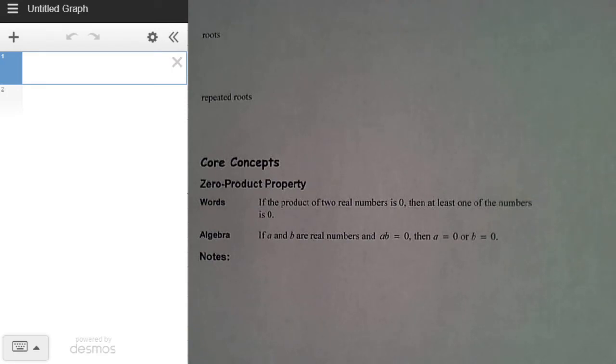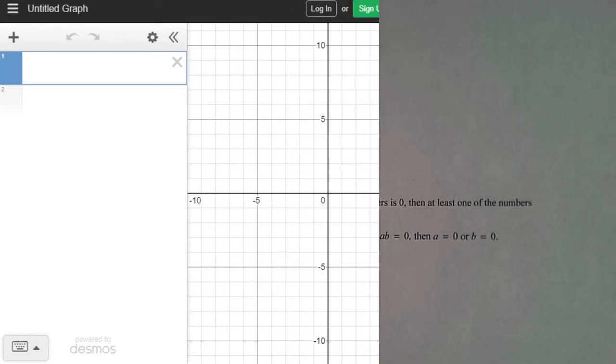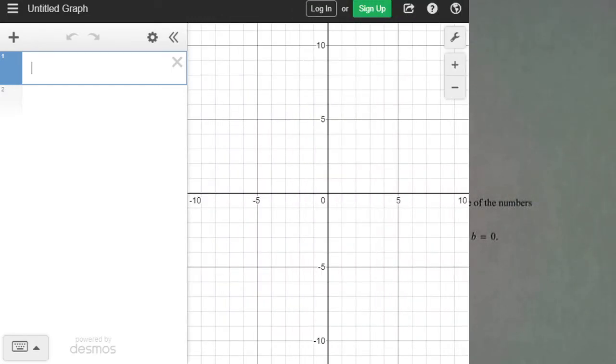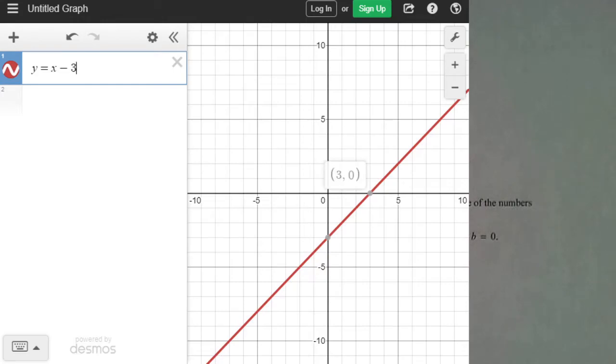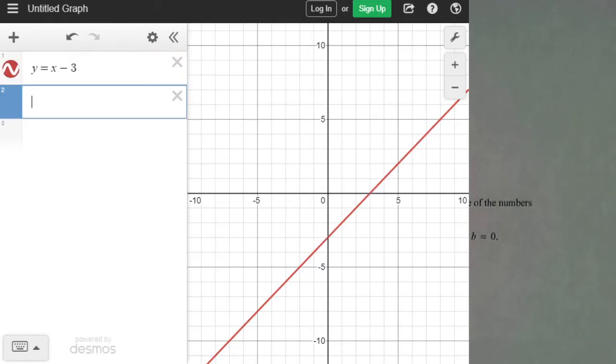Before we get into the problems for today, when they say solve, we are going to look at this. Previously, we have seen if we have y is equal to, say, x minus 3, we get this line, and it crosses the x-axis at 3. We get that when we solve for x. When y equals 0, x would equal 3 to make that equation true.